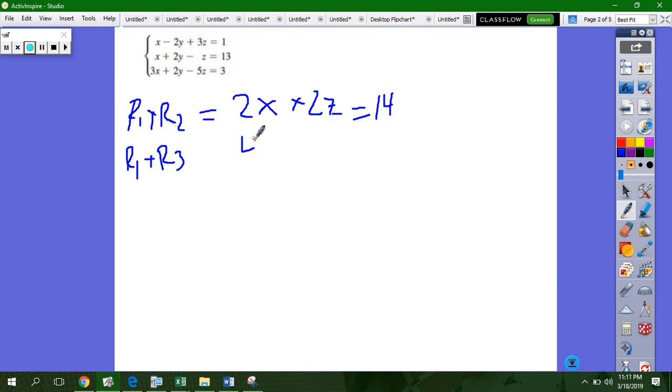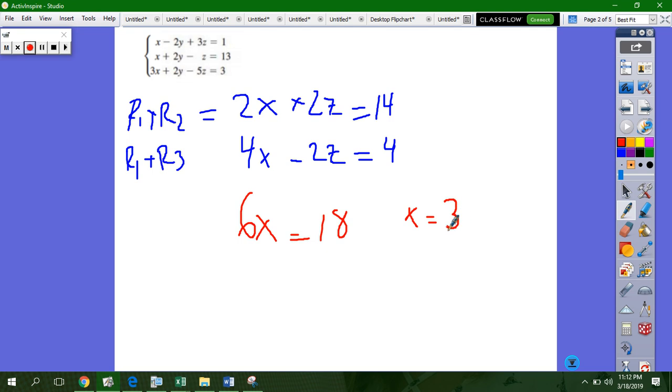And notice I get 4x. The y's cancel. I get negative 2z this time. Oh, this is pretty. And I get 4. When I add these two rows, just like I would do elimination with a 2 by 2 as we did in lesson 10.1, I'll go ahead and add those together, and I get 6x equals 18, and look how nice that is, x equals 3.